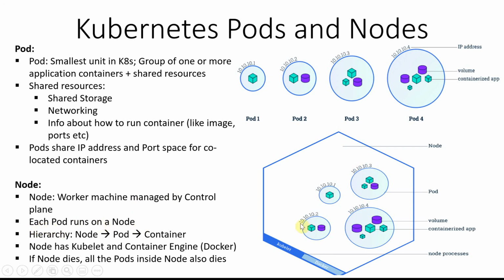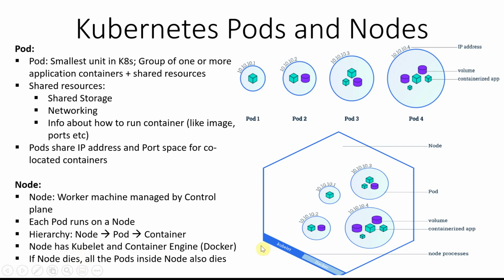So basically every pod will run on a node. Basically the hierarchy is a node. A node will have multiple pods, and each pod will have multiple containers. And this is very important to understand, the hierarchy. The node can have multiple pods, and you can see from this diagram itself, a node can have multiple pods and each pod will have multiple containers.